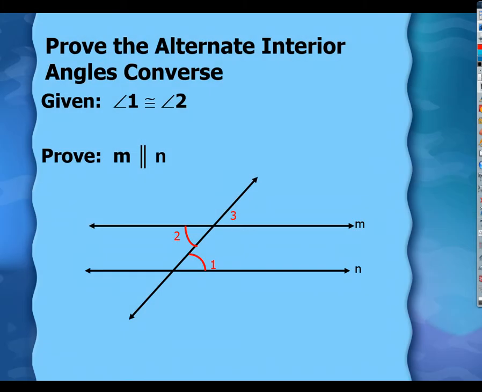So real quick, let's just look at one more quick proof, a proof of the alternate interior angles converse. We just want to prove that if we're given that angles 1 and 2 are congruent, can we prove that lines M and N are parallel? This is something we're going to be able to use from now on, but we're going to prove it once. And remember, we can use the corresponding angles postulate as one of our reasons, because that one we don't have to prove, it's just given to us.